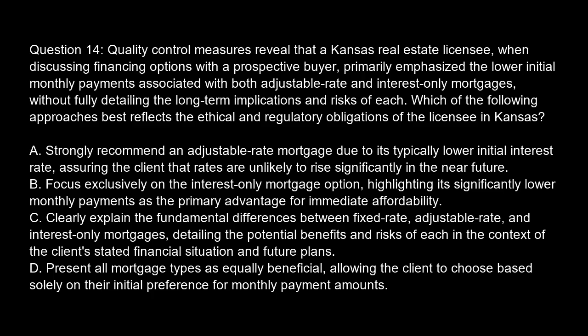Option A. Strongly recommend an adjustable rate mortgage due to its typically lower initial interest rate, assuring the client that rates are unlikely to rise significantly in the near future. Option B. Focus exclusively on the interest-only mortgage option, highlighting its significantly lower monthly payments as the primary advantage for immediate affordability. Option C. Clearly explain the fundamental differences between fixed-rate, adjustable rate, and interest-only mortgages, detailing the potential benefits and risks of each in the context of the client's stated financial situation and future plans. Option D. Present all mortgage types as equally beneficial, allowing the client to choose based solely on their initial preference for monthly payment amounts.